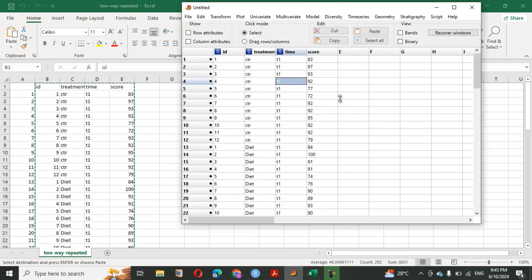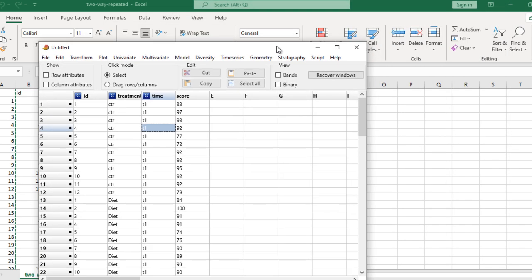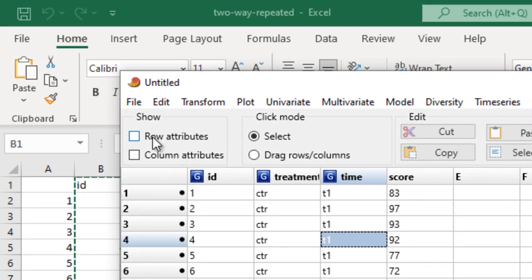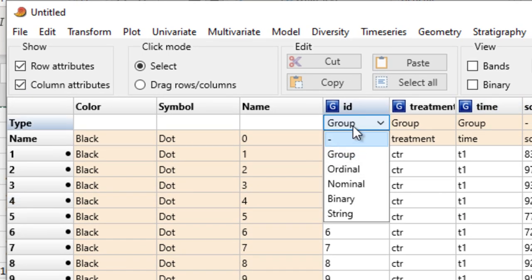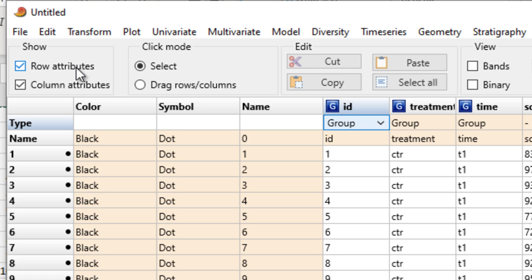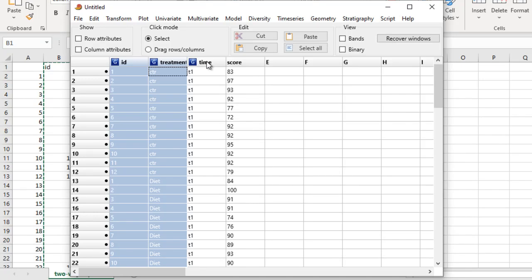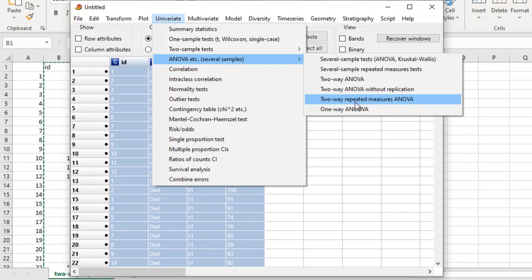All right. So we have them in PAST already. So now I'm making this one a group. This one is a group. This one is a group. Don't forget, you must change it to group. Don't forget the way I did last time. Just come here, open this place for ID, choose group here. Do that for the three of them, apart from score, which is our continuous variable or dependent variable. Okay. So now you have to select all of them to compute. Just go to univariate, ANOVA, go to repeated measure.